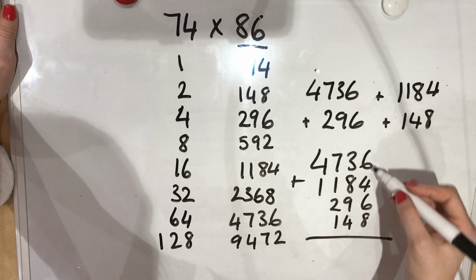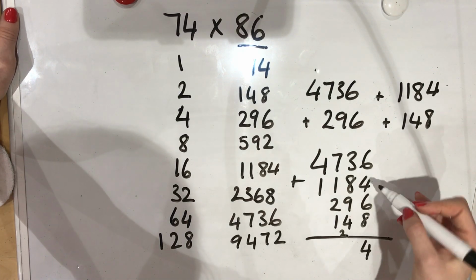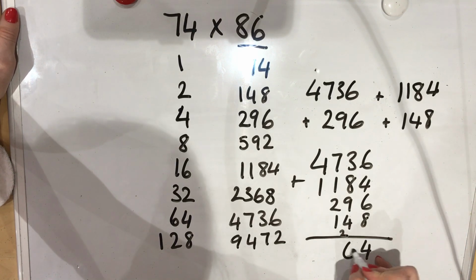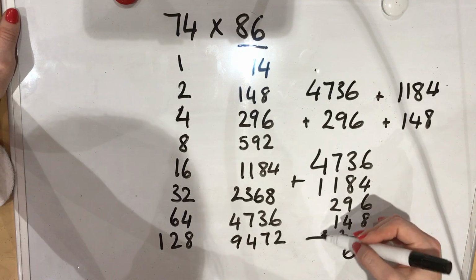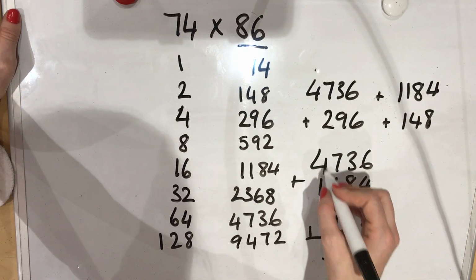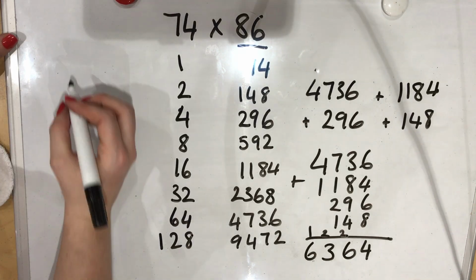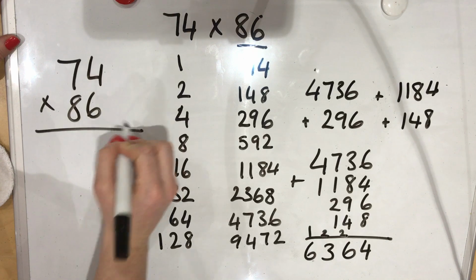So that'll be 10, 24, carry my 2. That would be 10, 23, 26, carry my 2, 7, 8, 9, 10, 11, 12, 13, carry my 1, 5, 6,364. So let's just check that with our formal multiplication.